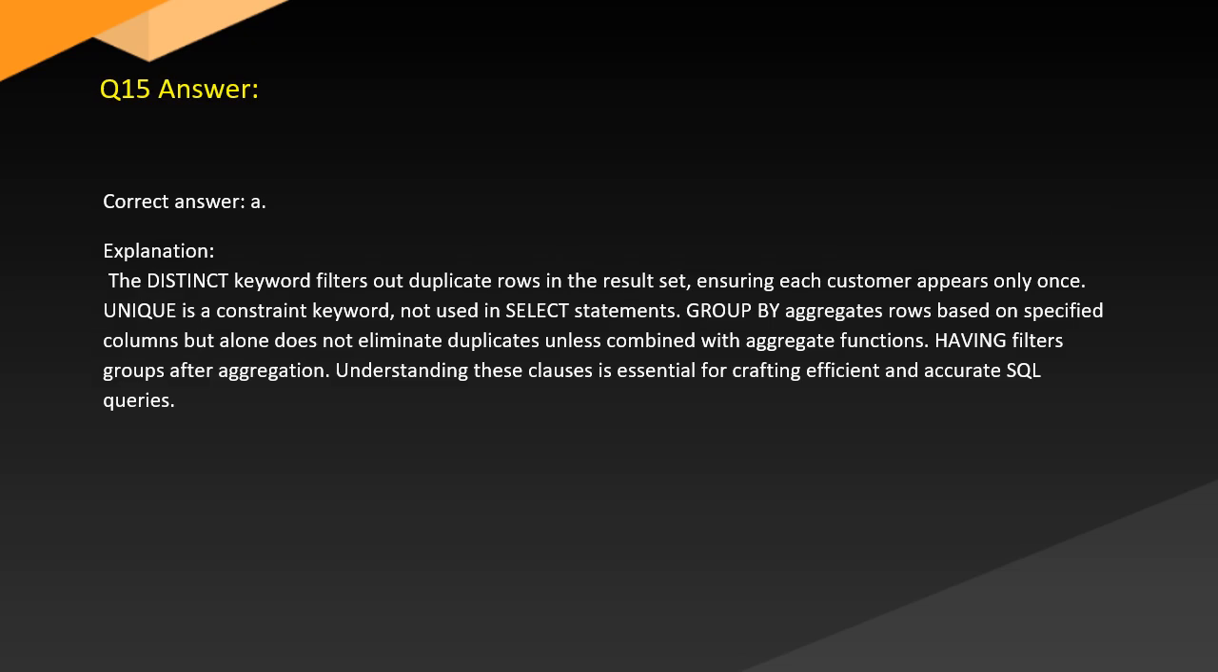Answer. Correct answer: A. Explanation. The distinct keyword filters out duplicate rows in the result set, ensuring each customer appears only once. Unique is a constraint keyword not used in select statements. Group by aggregates rows based on specified columns, but alone does not eliminate duplicates unless combined with aggregate functions. Having filters groups after aggregation. Understanding these clauses is essential for crafting efficient and accurate SQL queries.